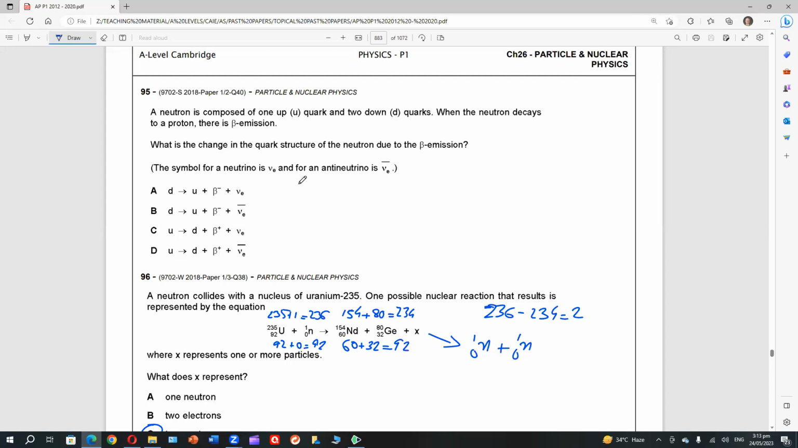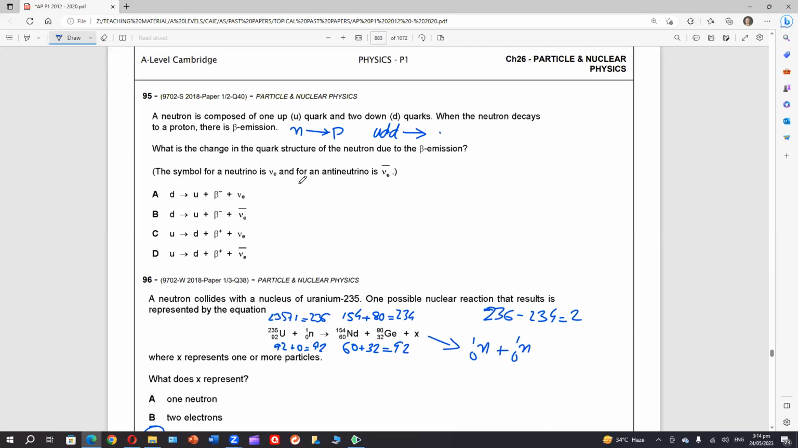The examiner says a neutron decays to a proton. So if a neutron decays to a proton, it means the neutron is UDD, and when it converts to a proton, it is UD.